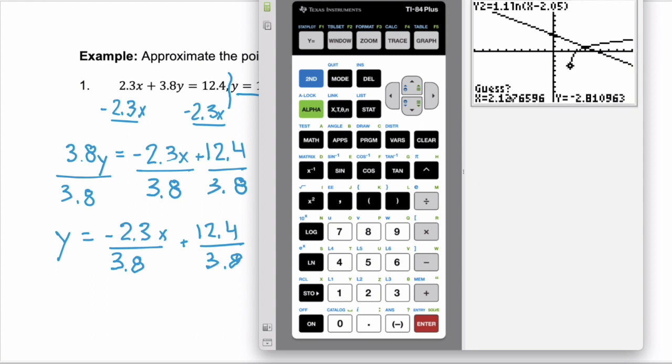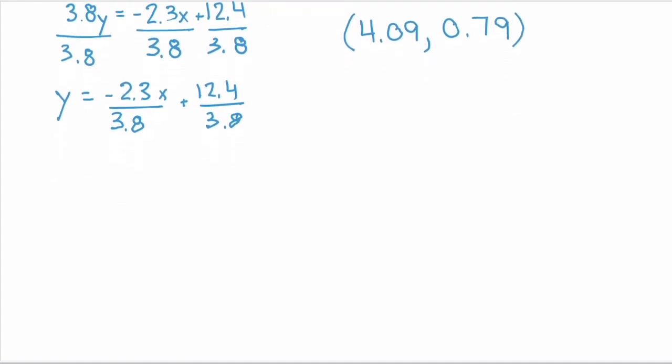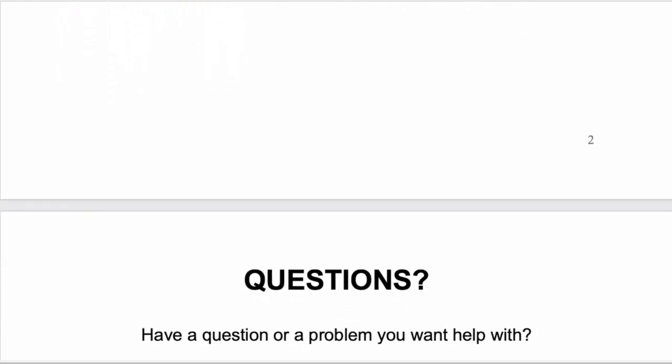Now I'm prompted, do we want to take a guess at that intersection? Yes, definitely take a guess. I don't want to do that calculation. I hit enter. And there's my intersection, 4.09 for x, and y is 0.79. So our intersection is the point 4.09, 0.79.